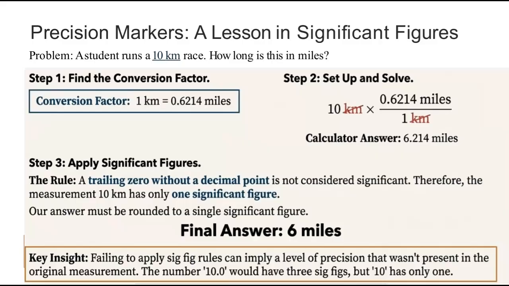If you want to make that 10 better, just add a decimal place at the end, and then it will have 2 sig figs, and then the answer will be 6.2, which is a little better and shows the real magnitude a little bit better.